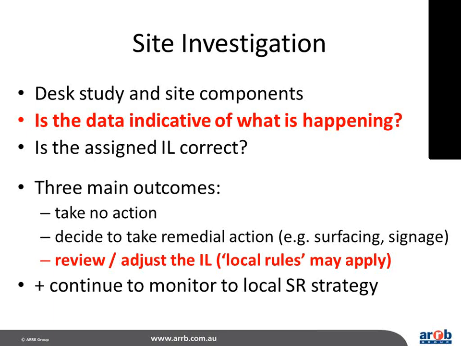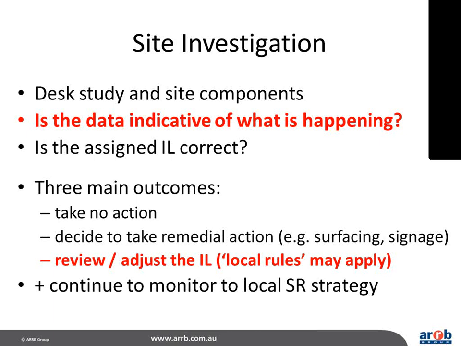But what we might also decide to do is review or adjust the investigatory level. We might have some local rules that will allow us to do that. Certain things might need to be in place, certain boxes need to be ticked before we can adjust it. I typically call that ratcheting the investigatory level up or down. It could be, for example, that the site history and crash history is very, very low, and we can quite realistically and logically decide to adopt a lower investigatory level for the next survey.